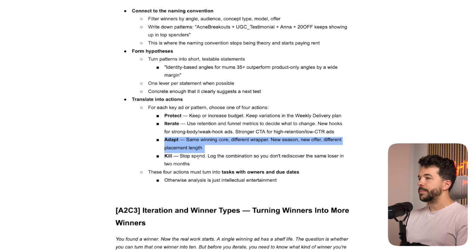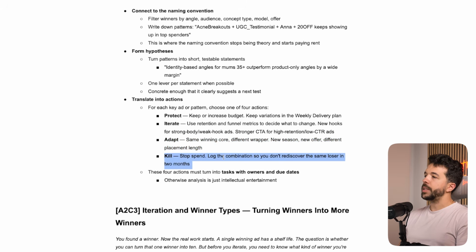And finally, kill: stop spend. Log the combination so you don't rediscover the same loser in 2 months. These 4 actions must turn into tasks with owners and due dates. Otherwise, analysis is just intellectual entertainment.